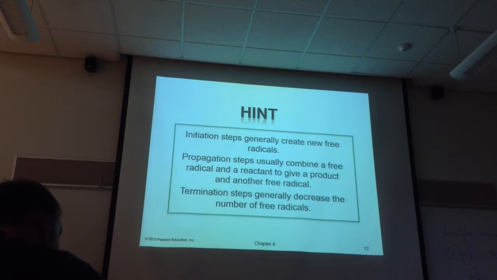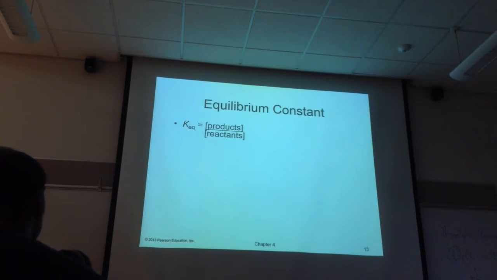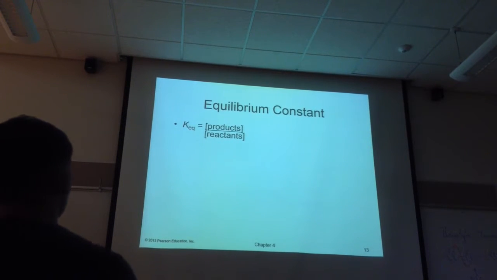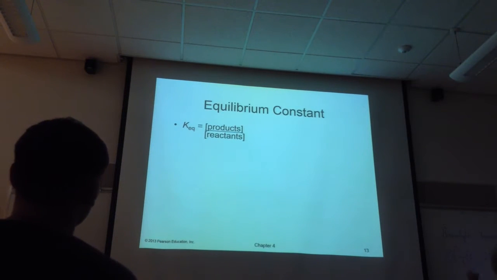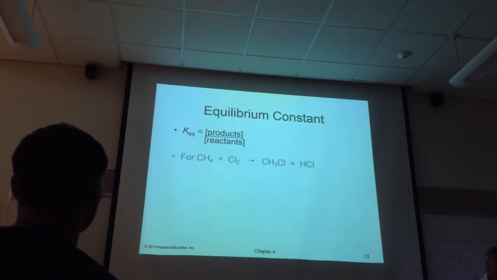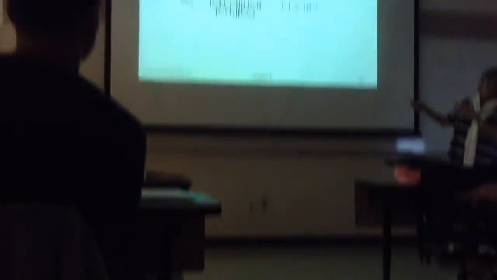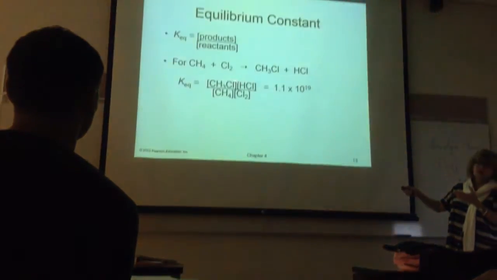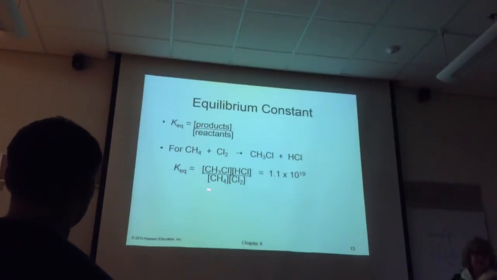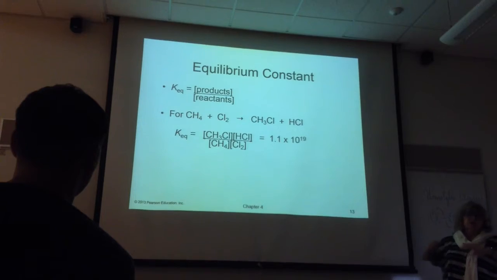Because Chem 2 is your prerequisite for this class, I'm assuming that everybody knows what the equilibrium constant looks like. Everybody knows that the equilibrium constant is the expression of the concentration of the products over the concentration of the reactants. For the chlorination of methane, like we just did a minute ago, it would be the concentration of the products over the concentration of the reactants. Is everybody there?